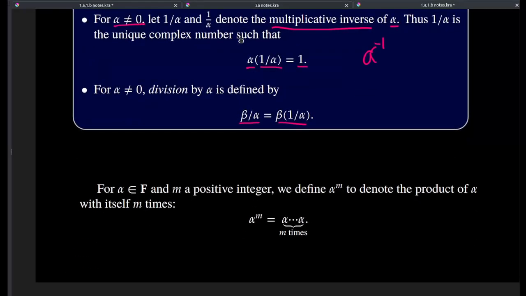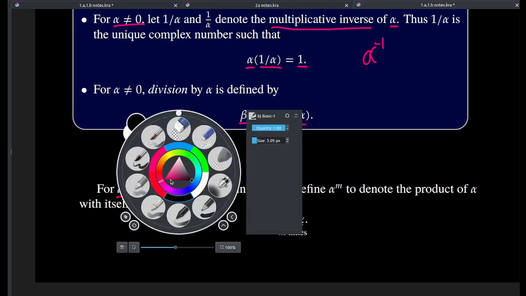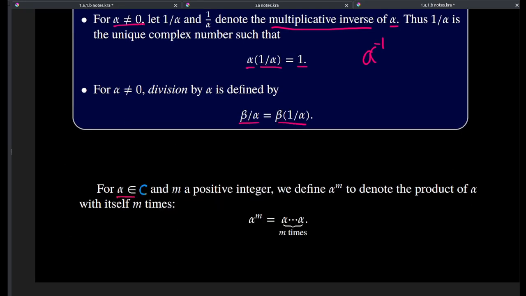Nice. One other little piece of notation, if you take an alpha in, I've written this as F. We have not yet introduced fields. We'll do that momentarily. For alpha in, let's say C for now, and m a positive integer, we'll define alpha to the m to denote the product of alpha with itself m times. So if you take alpha times itself m times, then we'll write that as alpha to the m. So let's just leave it like that for right now. This will let us get away from some of the confusions that can come from complex multiplication. And we'll adopt this notation more generally, just in arbitrary fields, which we'll talk about next. So let's get to it.